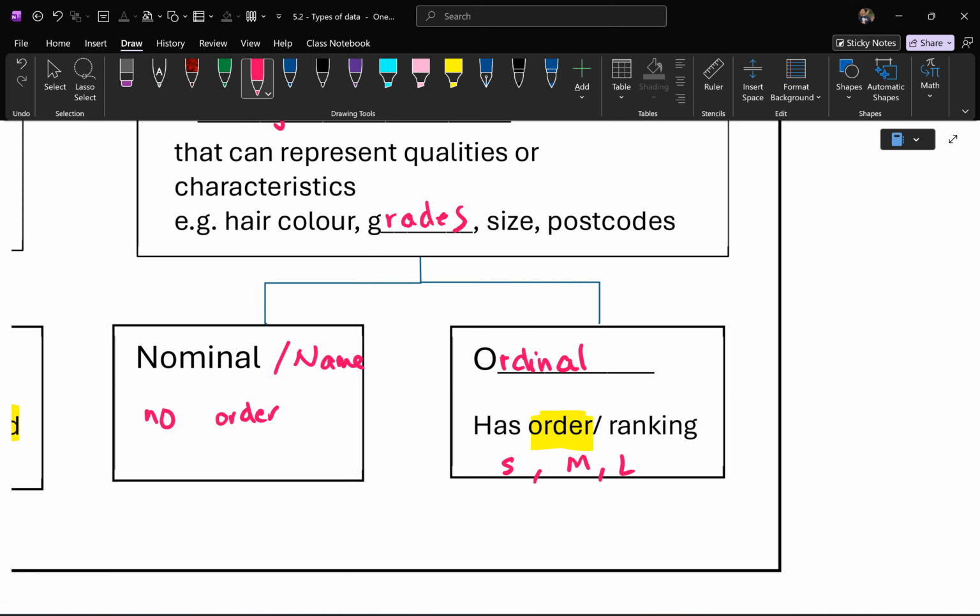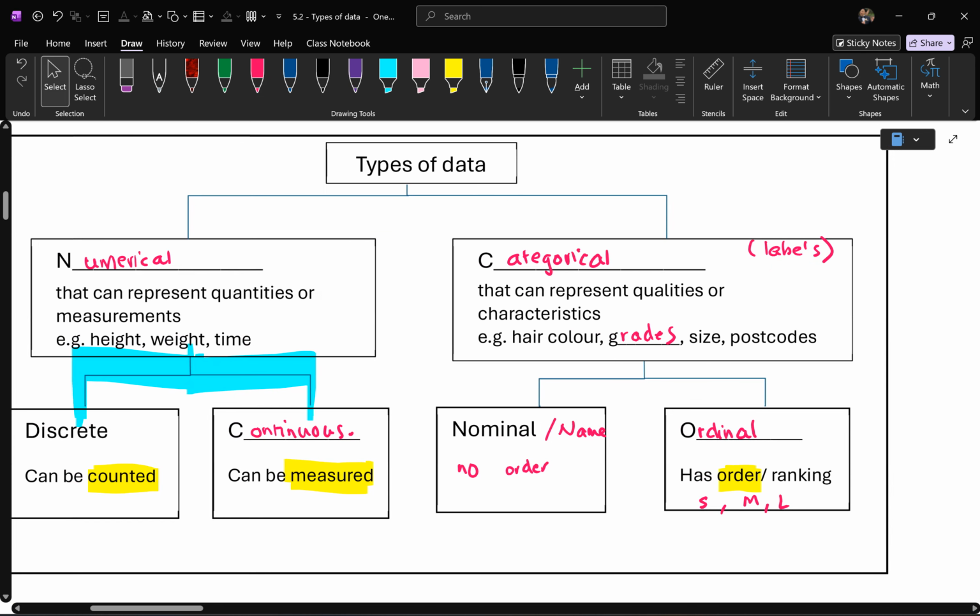It's just a name. In fact, your names in this classroom are nominal. So there's no ranking per se for your names. Ordinal will have to have something. That's a difference between the two.